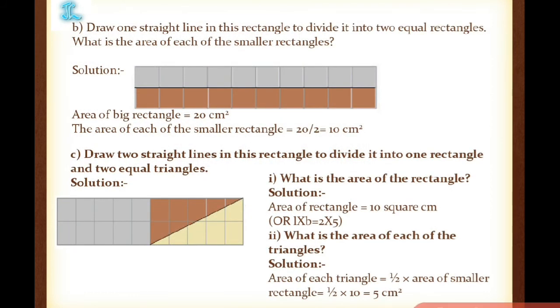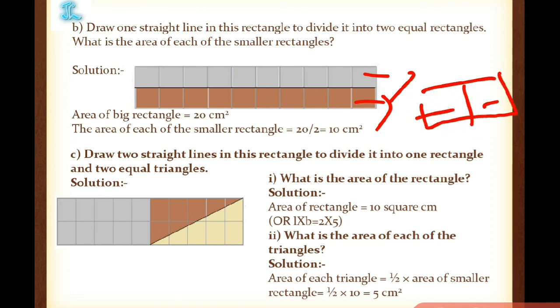Now, draw one straight line in this rectangle to divide it into two equal rectangles. What is the area of each of the smaller rectangles? Now, in this, they have given the same rectangle and are asking us to divide it into two equal parts. So, I have divided like this. So, it will be 10 and this will be 10. Otherwise, you can do like this also. This side 5 and this side 5. Means if 20 is there, this side 10, this side 10. Like this also you can divide.